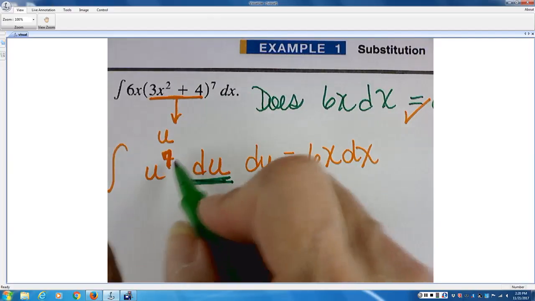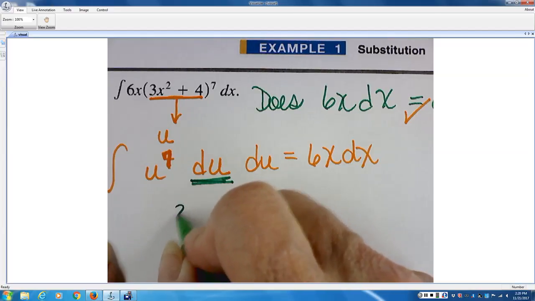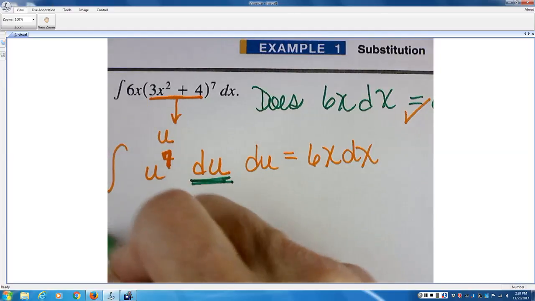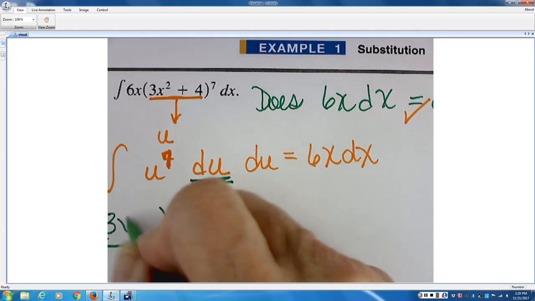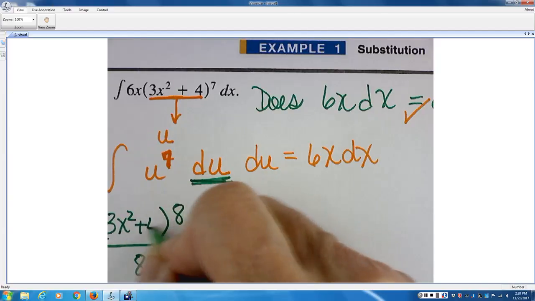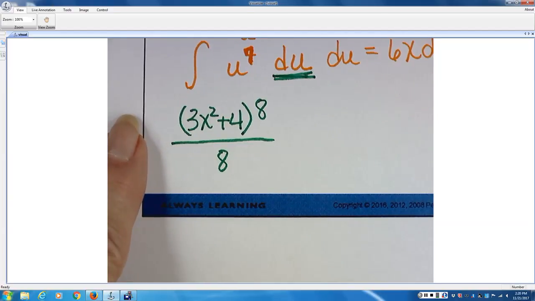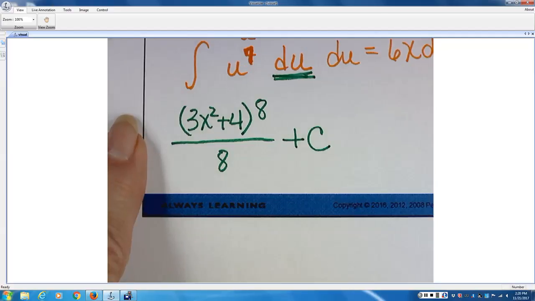So the integral of that function raised to the 7th power, we're going to add 1 to the power and make it 8. Then we're going to divide by 8. And the value of the function itself then is just what it started out being, 3x squared plus 4. And that's it. Add your constant and you're finished.